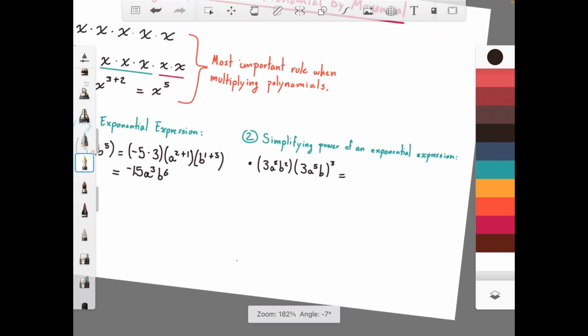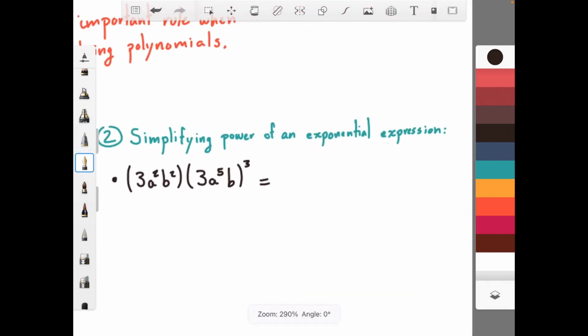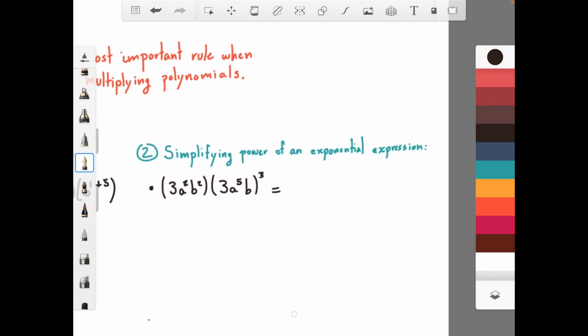Now moving on to our next exercise, which is simplifying powers of exponential expressions. The first thing we want to do is distribute this exponent over here, thanks to our order of operations. We have PEMDAS, right? There are the parentheses, but because they are multiplying, that's actually multiplication. So the first thing in this exercise is the exponent, so now we have to distribute that exponent.